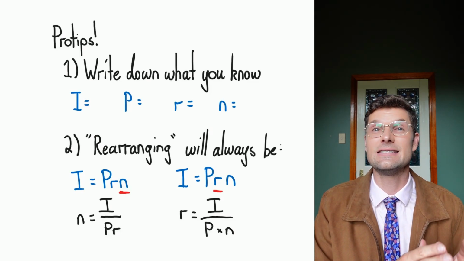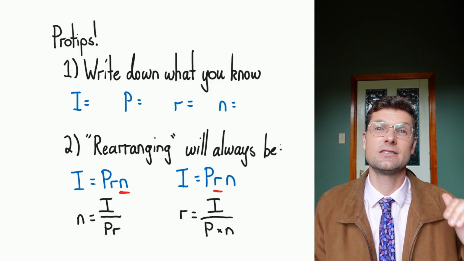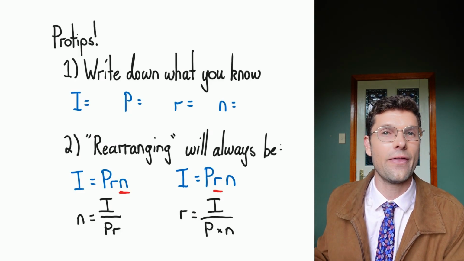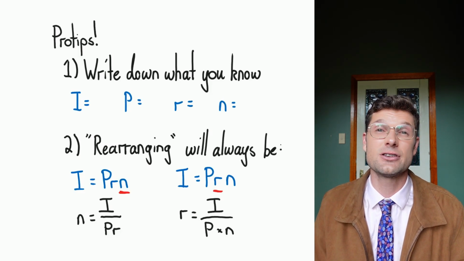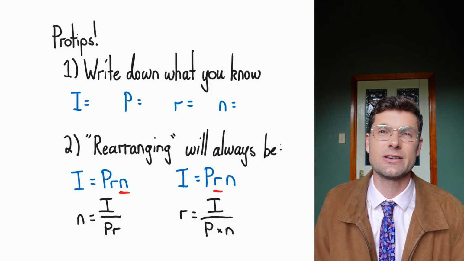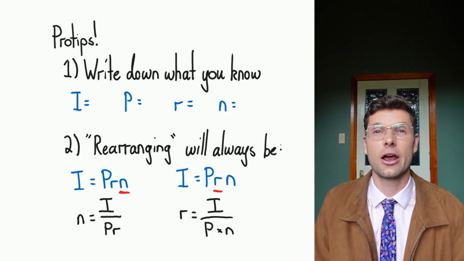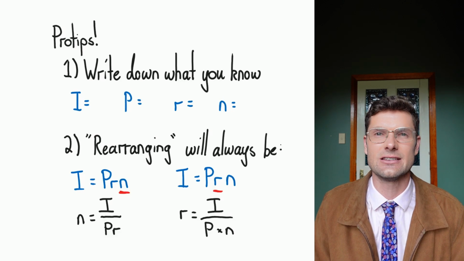What's really important is that it's always going to be the interest divided by the other two that are on that other side. If you're on top of this, it makes the rearranging for these questions incredibly easy, and it's not going to be very difficult to get full marks for these questions.